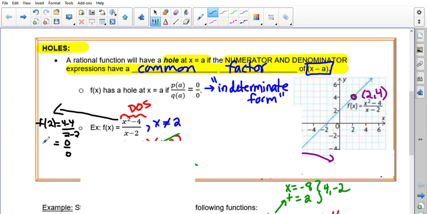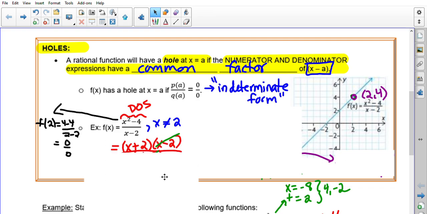So that tells us that there is a common factor in the top and bottom. So we're going to try to factor where we can. So I notice that the numerator is a difference of squares. So I'm going to rewrite it as x plus 2, x minus 2.